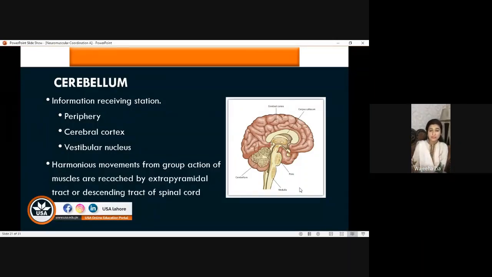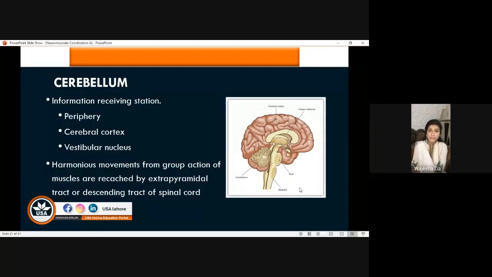Then the cerebral cortex coordinates with the cerebellum for the planning, and the vestibular nucleus. We have to keep our eyes and our neck in the correct position. So whenever we are performing, we are integrating all the movement with the eyes. So the cerebellum integrates all these three parts and it is responsible for the skilled movements.